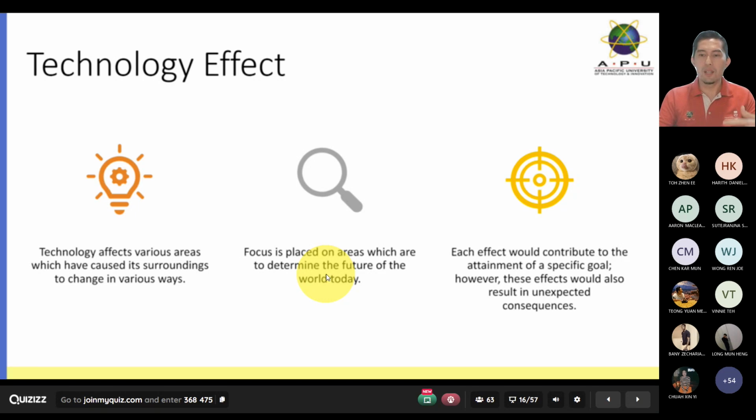The third point, as you can see here, each effect will contribute to the attainment of a specific goal. However, these effects will also result in unexpected consequences. Speaking about the automobiles that we have spoken about before, it is the same thing there as well. The unexpected consequences come along with it, and whenever you look at something on a long-term basis, it will definitely make a difference.